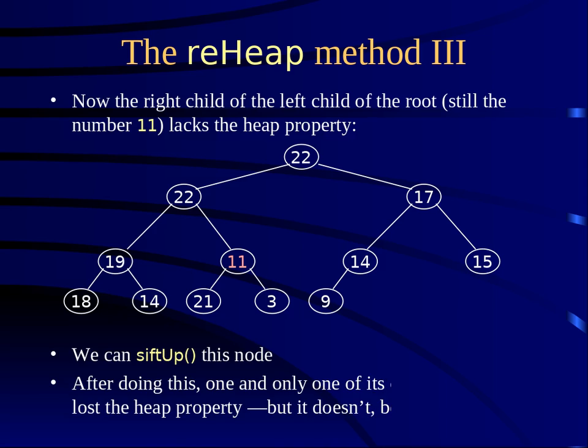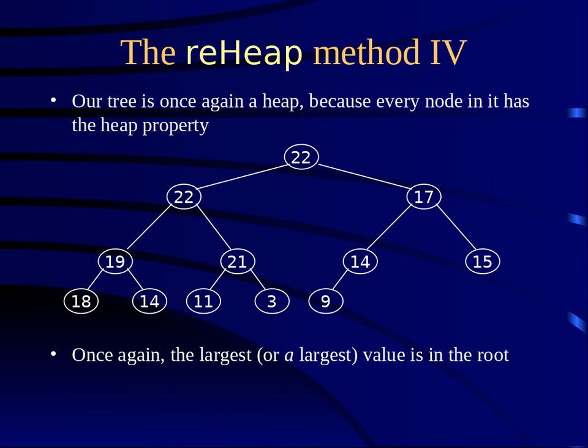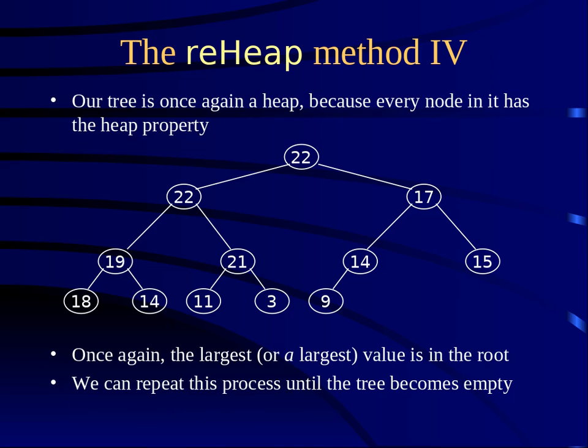All right, of course, we need to do this again. So we switch the 11 with the 21. Perfect. We repeat this, and we can do this until the tree becomes empty. So we can keep removing.